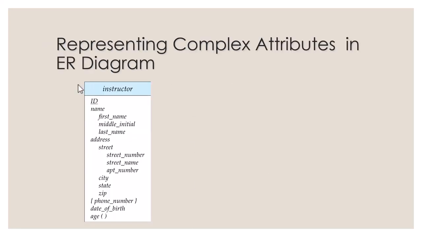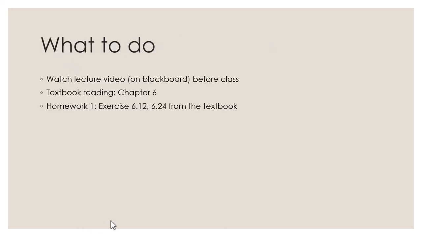And this is how you would represent that in a table form. We have the name of the entity set here, instructor, and their ID number. This is going to be a simple attribute. Name has first name, middle initial, and last name, and address also has different parts. It has a phone number, date of birth, and age.